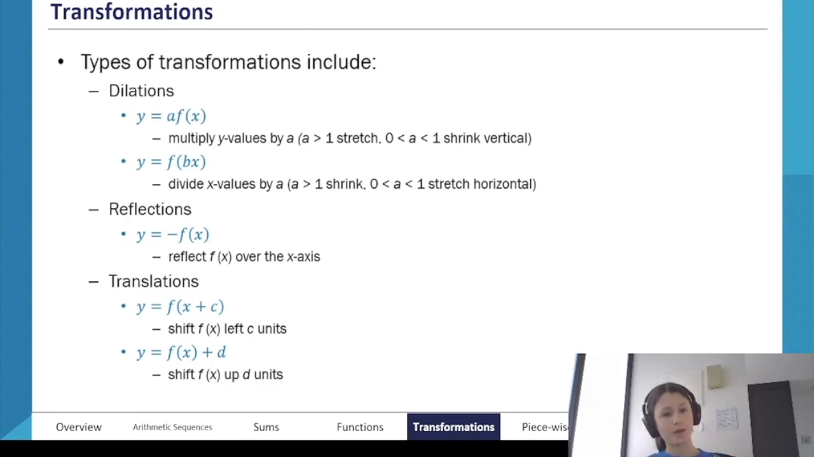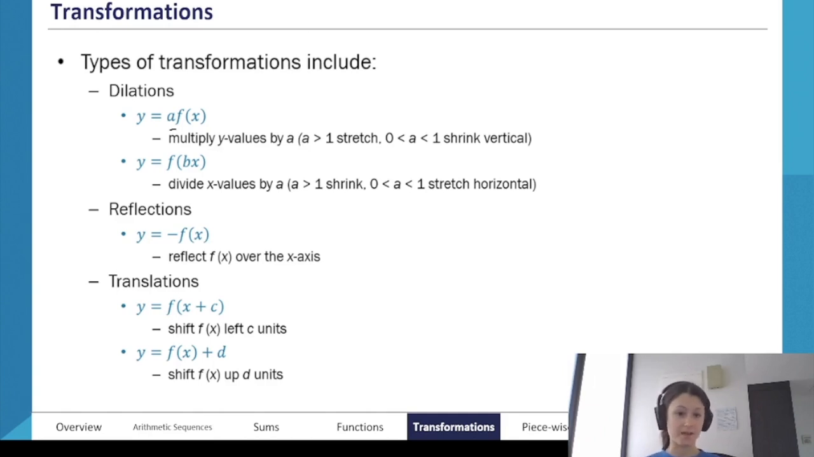So a dilation is where you multiply a function by a constant number. There are two types of dilations. The first type is where you multiply the function by a constant number, and what this basically does is it determines how wide or skinny a function is. We'll get into an example of this in a second.